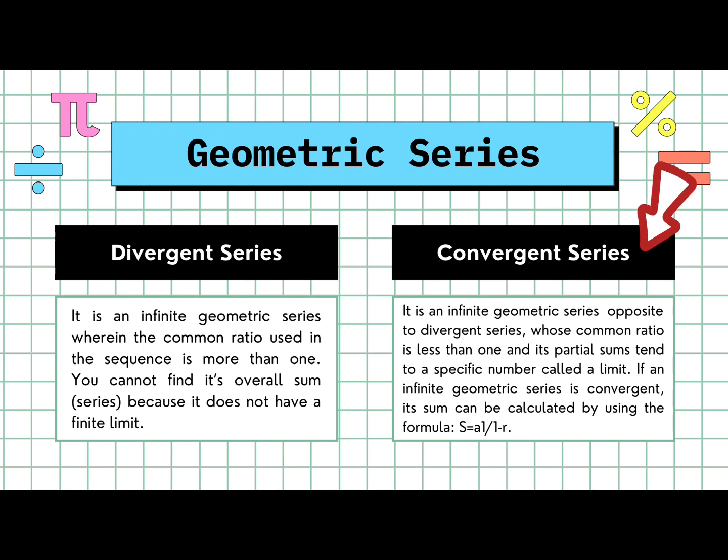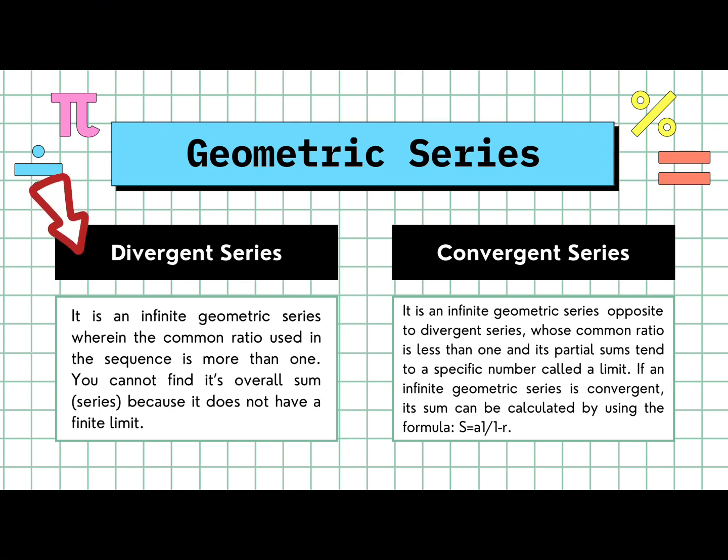There are two types of geometric series, the convergent series and divergent series. Convergent series are infinite geometric series, opposite to divergent series, whose common ratio is less than 1 and its partial sums tend to a specific number called a limit. If an infinite geometric series is convergent, its sum can be calculated by using the formula S is equal to a sub 1 divided by 1 minus r.